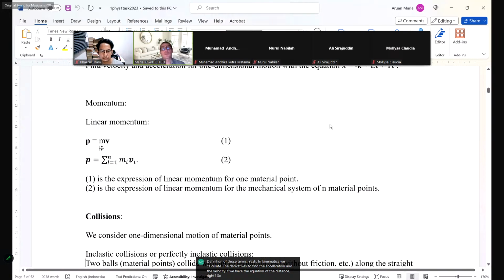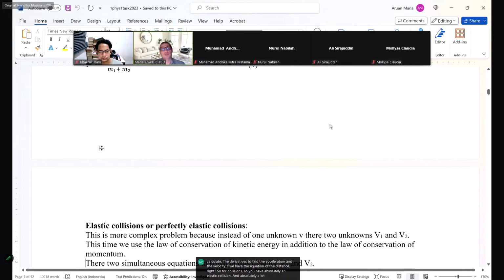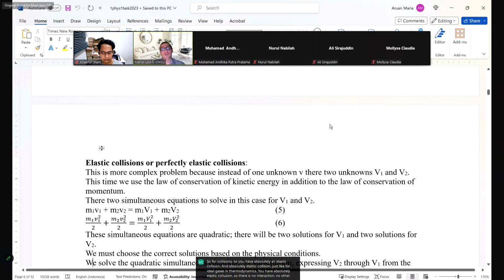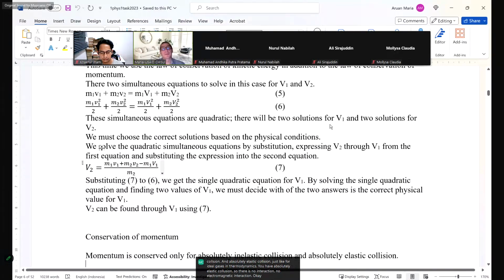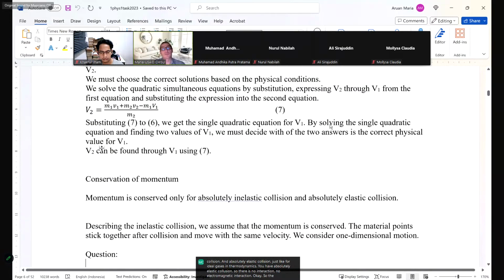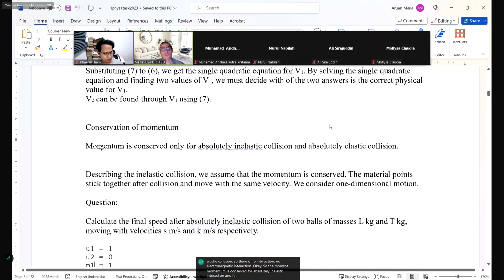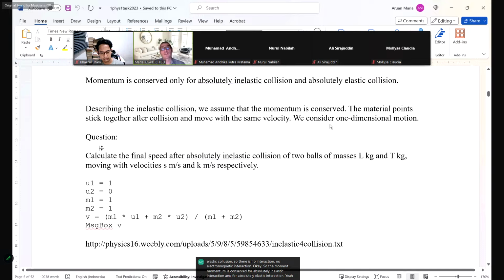So for collisions, you have absolutely inelastic collision and absolutely elastic collision, just like for ideal gases in thermodynamics. You have absolutely elastic collision, so there is no interaction, no electromagnetic interaction. So the momentum is conserved for absolutely inelastic interaction and for absolutely elastic interaction. Here, make sure you give the correct values, right?